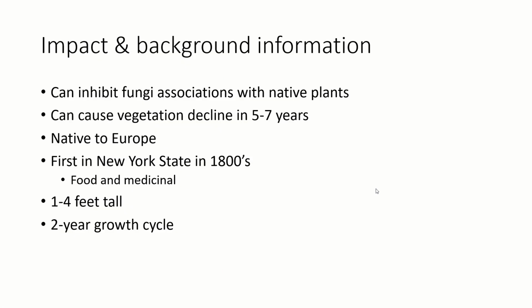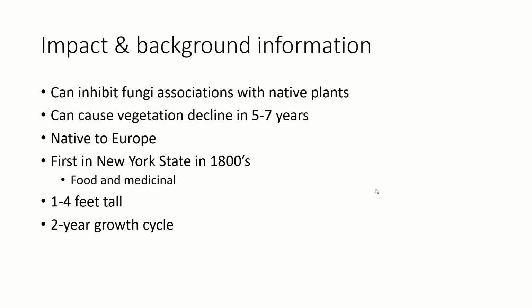Some of the implications of it is it can inhibit fungi associations with native plants that are beneficial to them. It can also cause vegetation decline within about 5 to 7 years when it gets established into an area. Garlic mustard was native to Europe, so that's its native range. And it first came over here to the U.S. It's estimated that it was first in New York State in the 1800s and may have been brought over for food and medical purposes at that time.